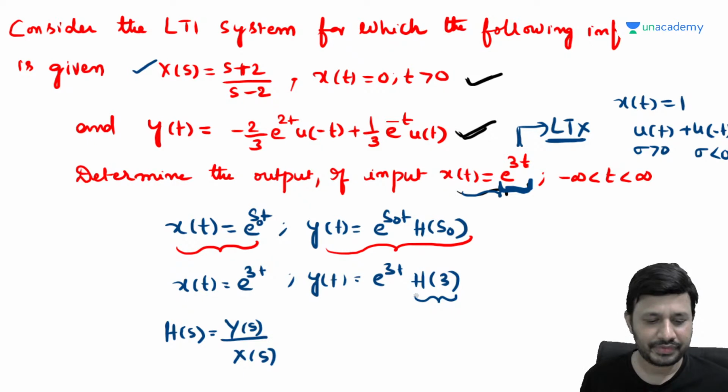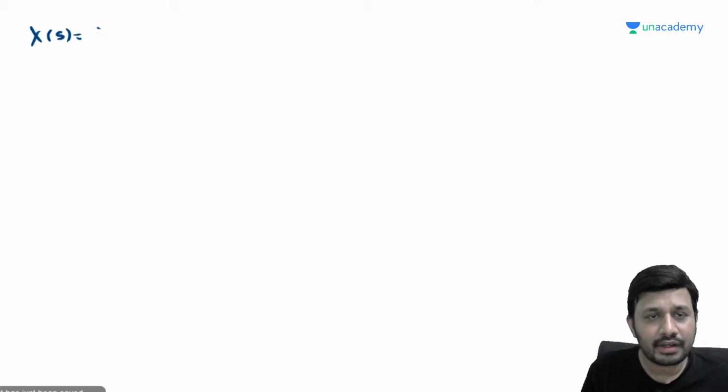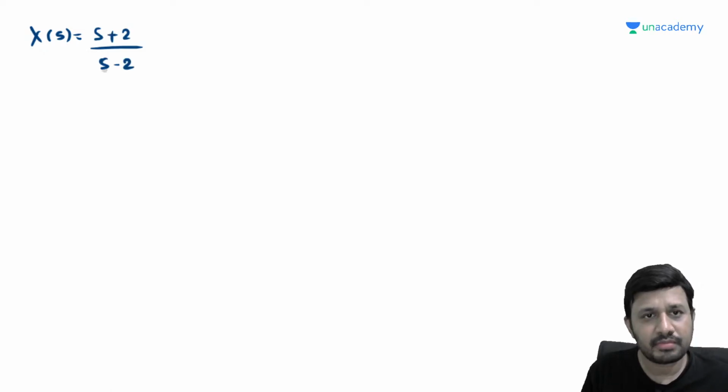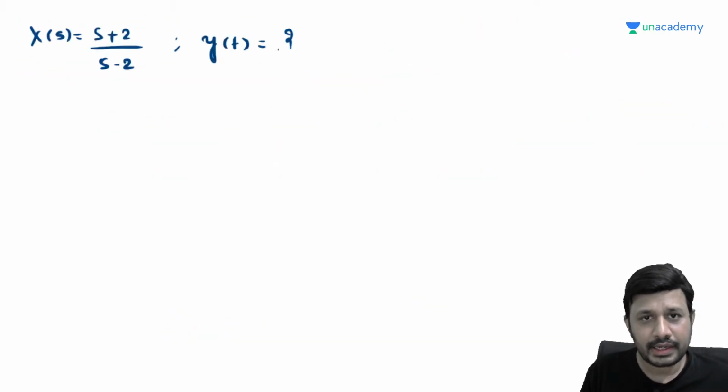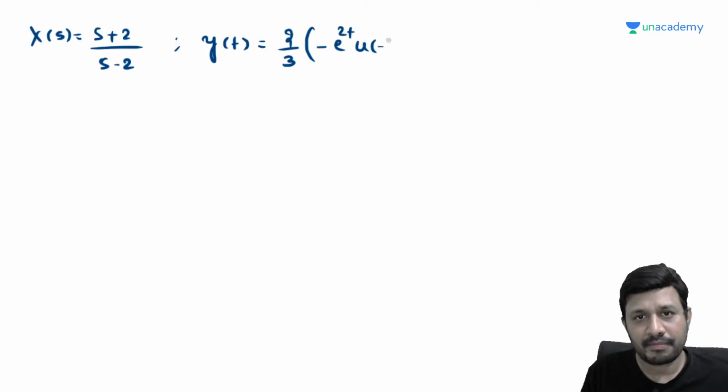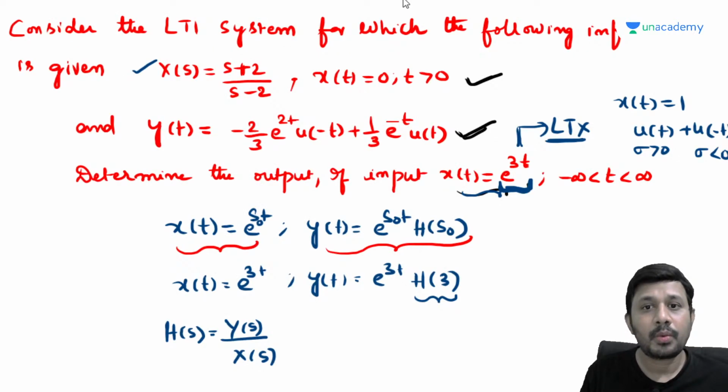Come on, tell me. Let me add one paper. Look here, what is x of s? X of s is s plus 2 by s minus 2. And y of t, what he gave? I can write y of t as 2 by 3 minus e power 2t u of minus t plus 1 by 3 e power minus t u of t.